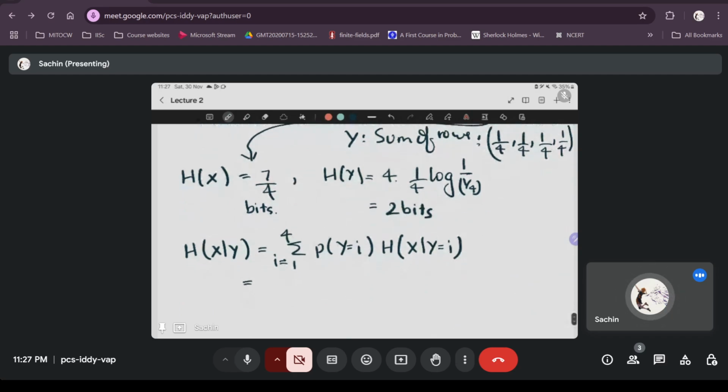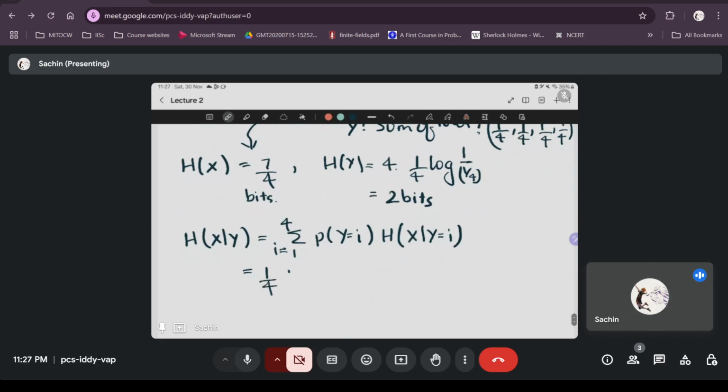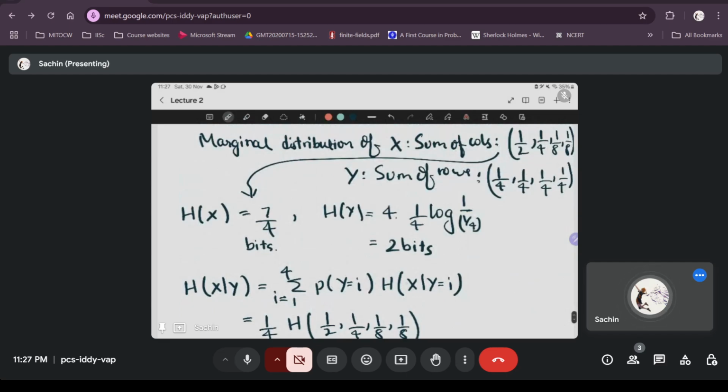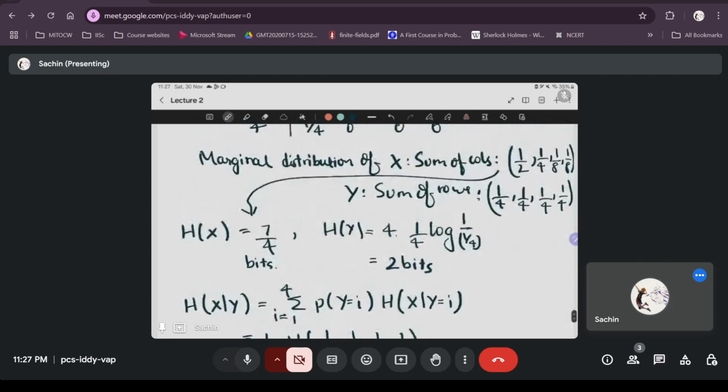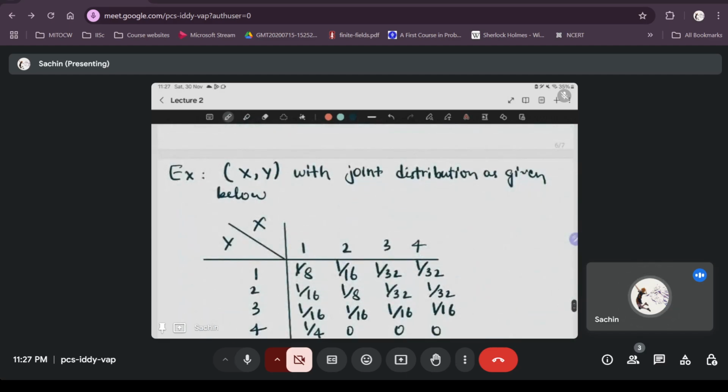So you could write this as 1 over 4 h of half, 1 over 4, 1 over 8, 1 over 8. So the entropy of x given y is equal to 1. And how you get that is, when y is equal to 1, x has this kind of distribution, but the conditional distribution is also a probability distribution. So the sum of all the probabilities must be equal to 1. So you normalize it with some factor so that the sum will become 1.